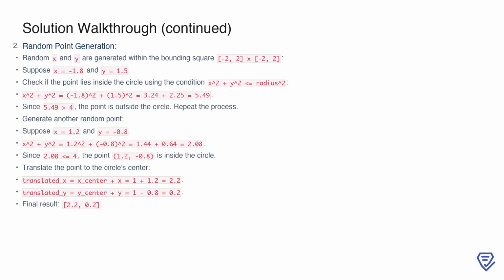On the next attempt, we generate the point (1.2, -0.8). This time, x² + y² = 1.44 + 0.64 = 2.08, which is less than or equal to 4, meaning the point is inside the circle. Translating this point to the circle center, we add (1, 1) to (1.2, -0.8), resulting in the final translated point (2.2, 0.2). This is the output for this example.